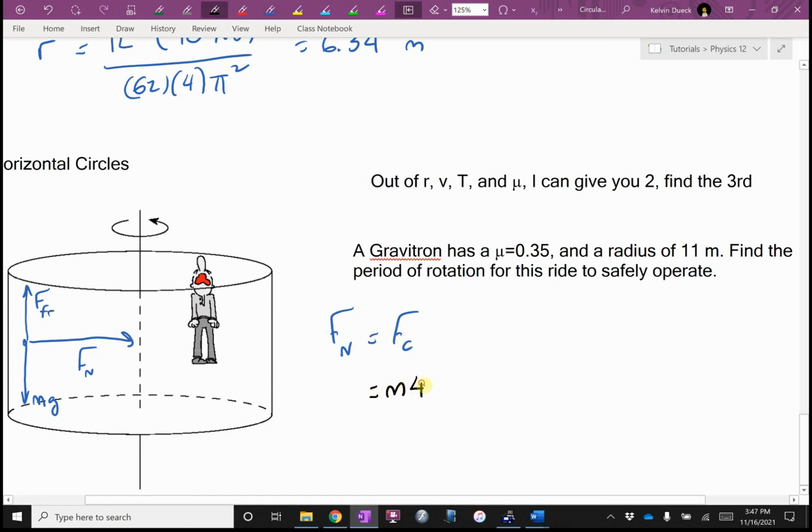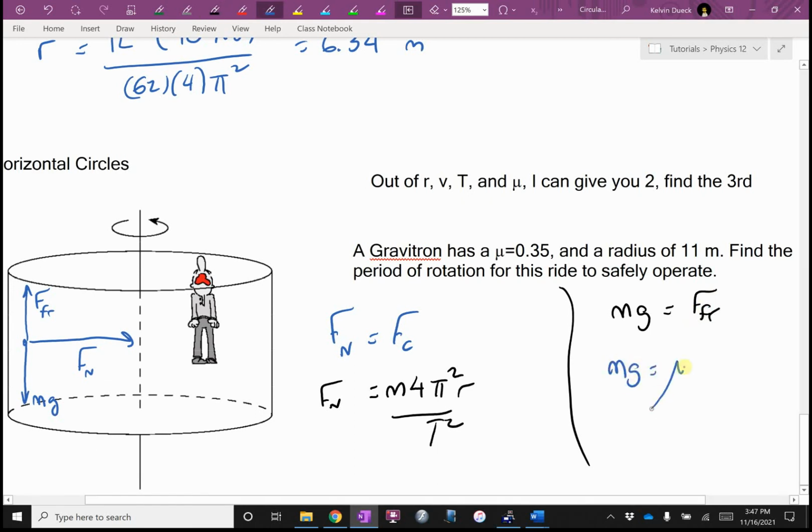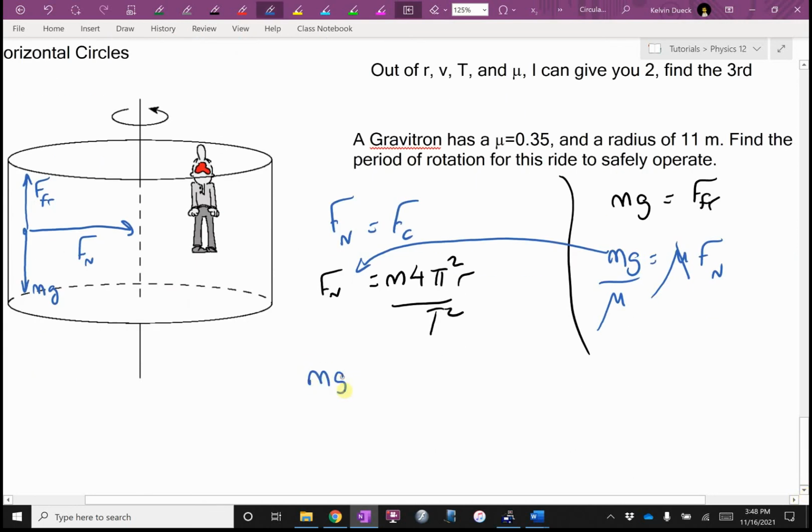I guess because they mentioned period, I'm going to use m 4 pi squared r over T squared, but I don't know the normal force. However, there's another equation, a vertical equation. Are we sliding down? Are we sliding up? That must mean that mg equals friction. mg equals mu times, that's a terrible N, the normal force. So I can tell you that the normal force has to be the same size as mg over mu. And I can plug that in there, and I'll get mg over mu equals m 4 pi squared r over T squared.